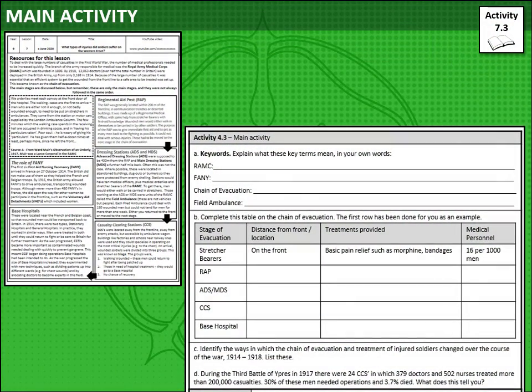At this point, you're ready to do your main activities. Find activity 7.3 in your booklet, press pause on the PowerPoint, and you've got 4 tasks, A through to D, and as you can see, I've done the first row of table B for you.